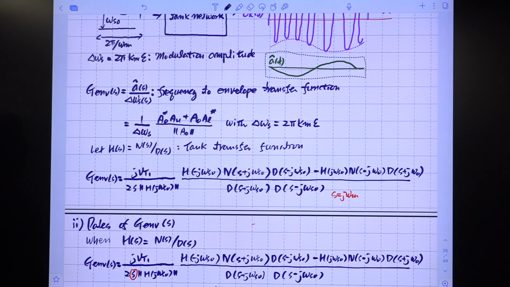The denominator is important because it carries the information about the poles. So we just consider this one. This is the tank transfer function, numerator divided by denominator. When H of s is expressed like this, it is the tank transfer function. The s here is the switching frequency, and the s here is the modulation frequency. They are different. Then the expression is this one.